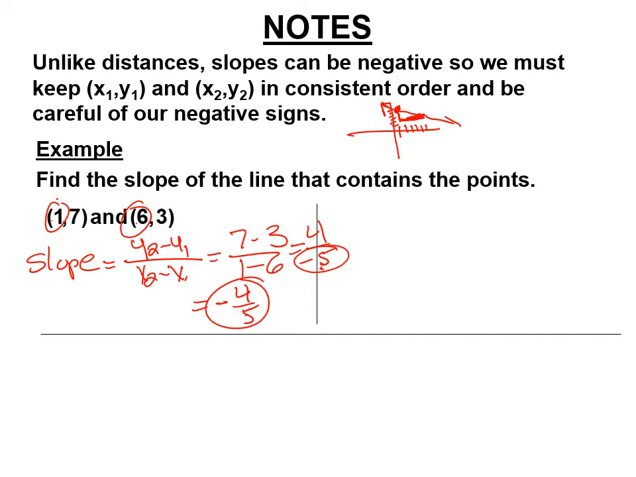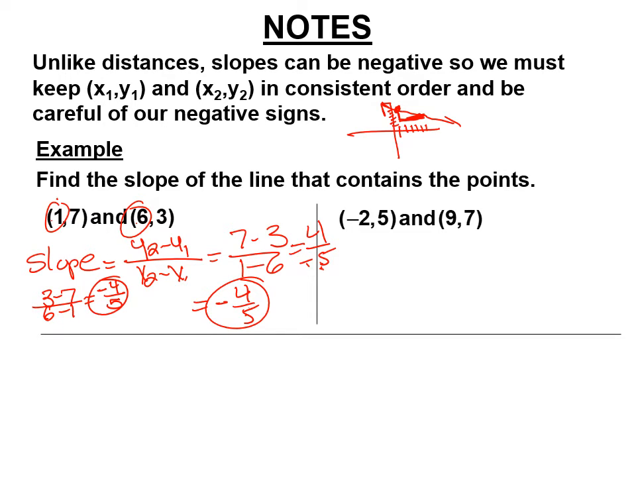All right, but if you do it the other way, you get 3 minus 7, then you get 6 minus 1. And then you would get the negative 4 up top and the 5 on the bottom. Either way, you get negative 4/5. But we never leave our negative sign down in the denominator. We either put it out in front or we leave it up top. We did that before with fractions.